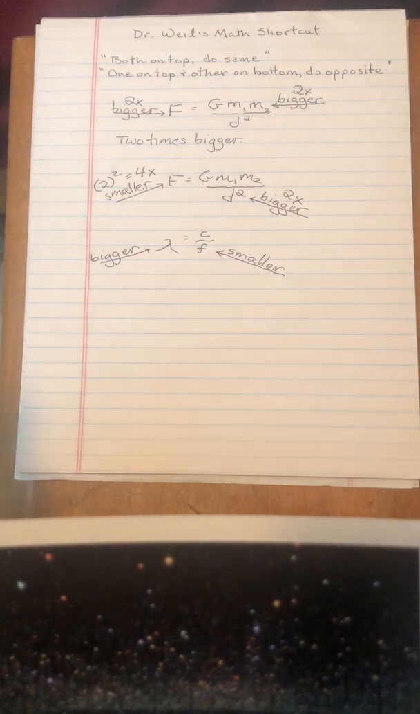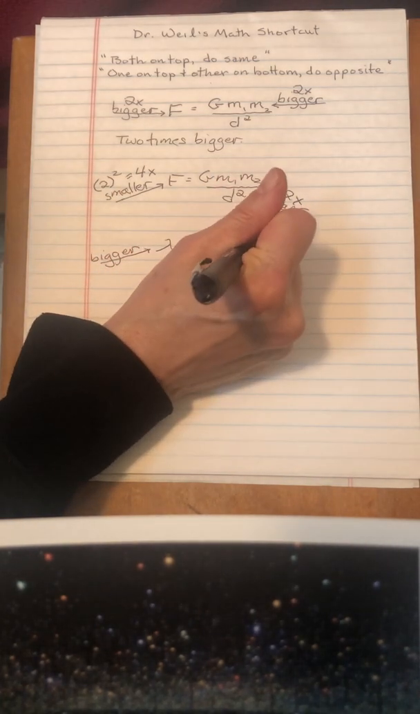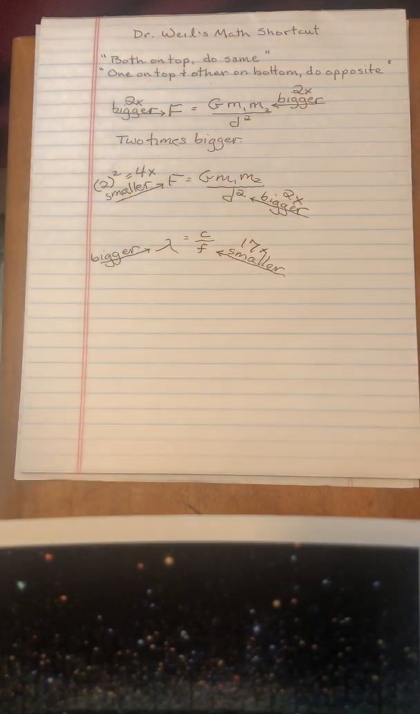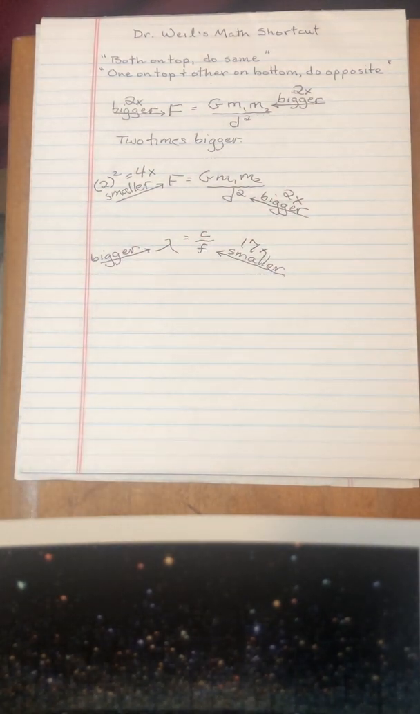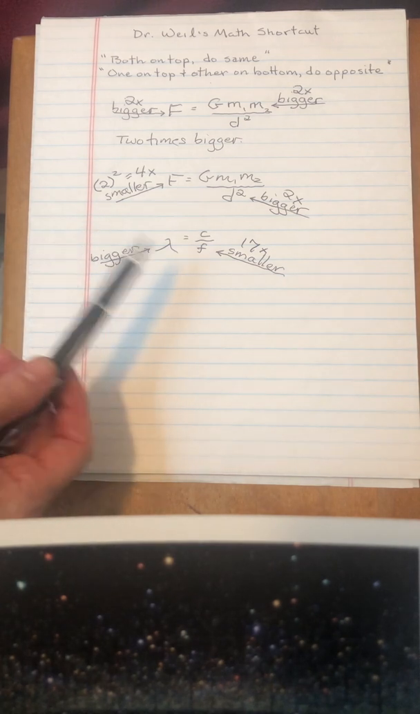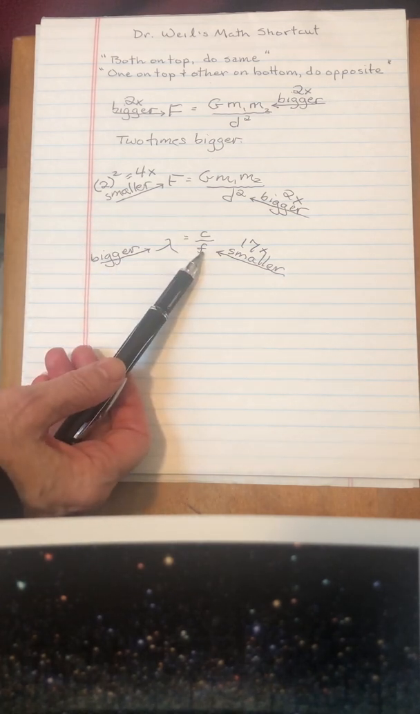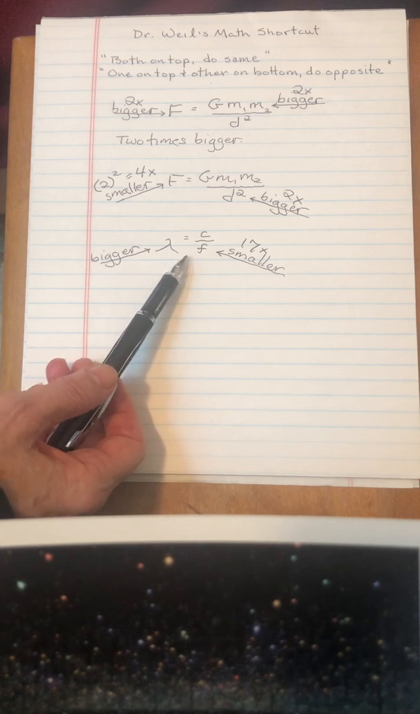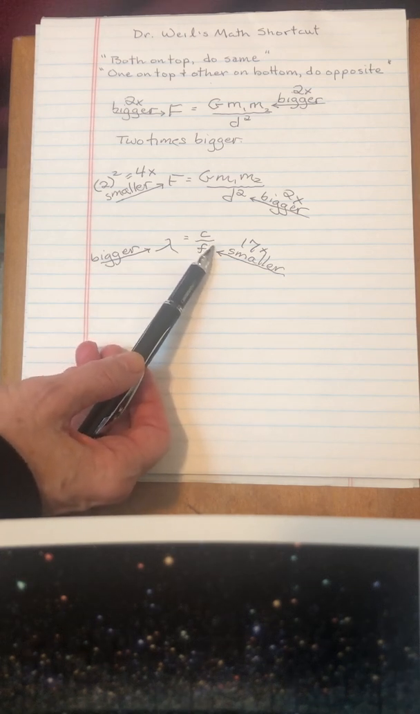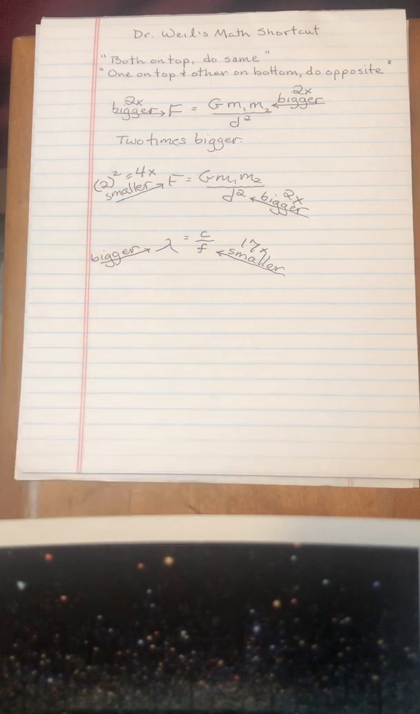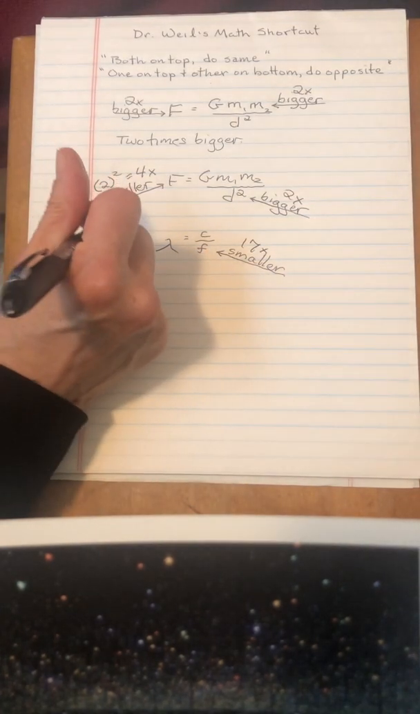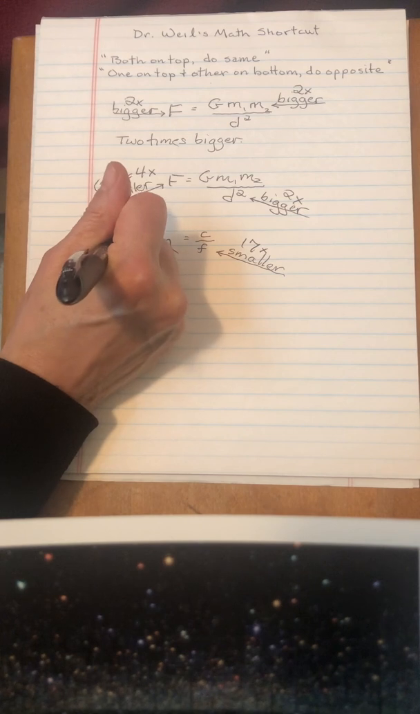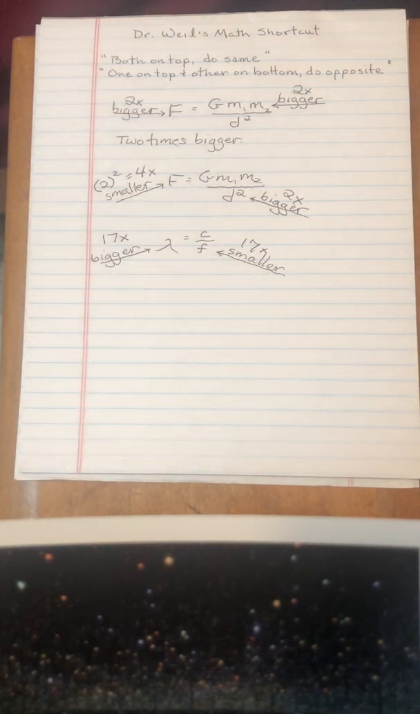And we can put a number in here too. Let's just make something up and say it gets 17 times smaller. So if the frequency gets 17 times smaller, how many times bigger will the wavelength get? Well, again, no squares or cubes or square roots or anything like that here. And so the answer is just 17 times bigger. Now you're done with that problem as well.